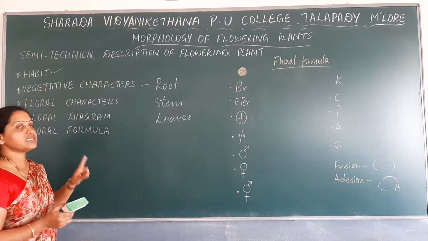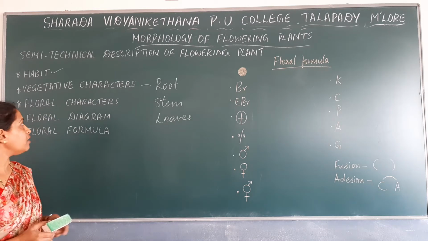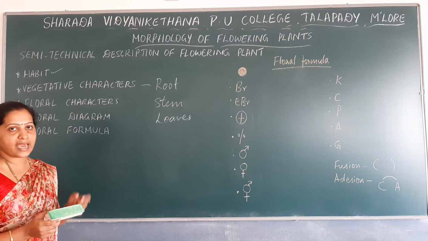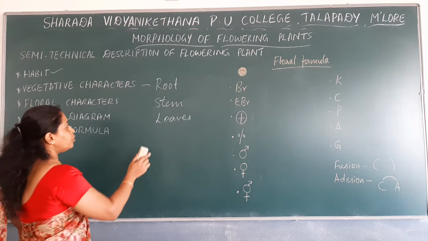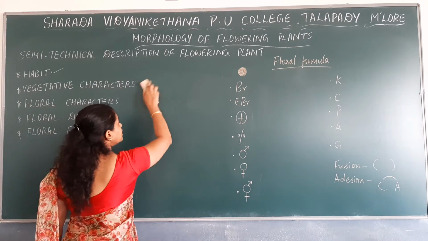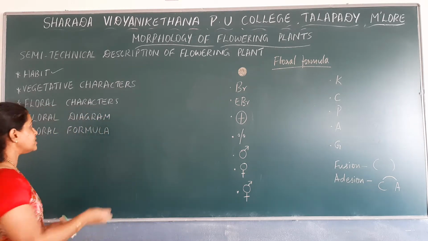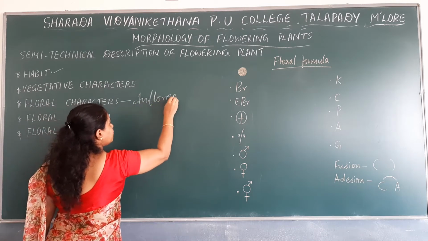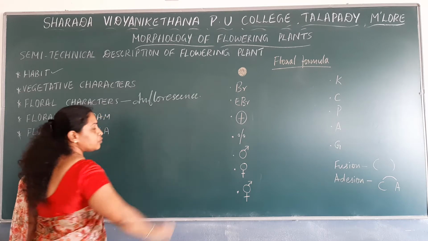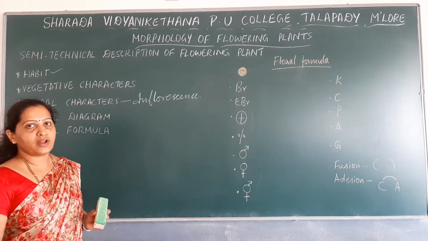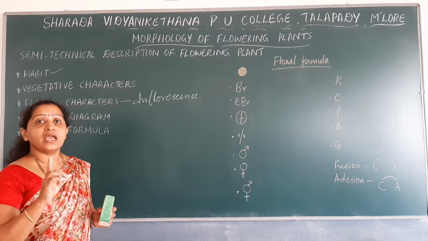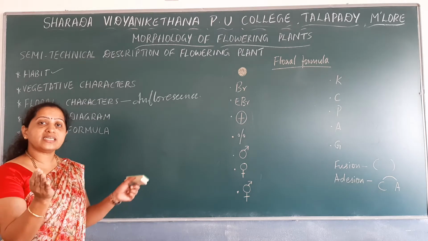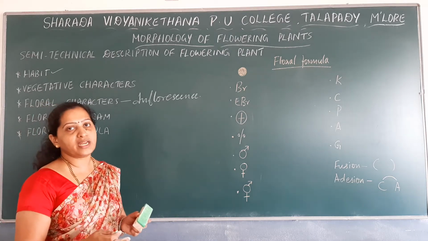So after describing the vegetative characters of a flowering plant, we have to note down the floral characters. First you have to note down whether the plant produces an inflorescence, or the plant has only a solitary flower. A solitary flower is a single flower. Inflorescence is many flowers clustered together.